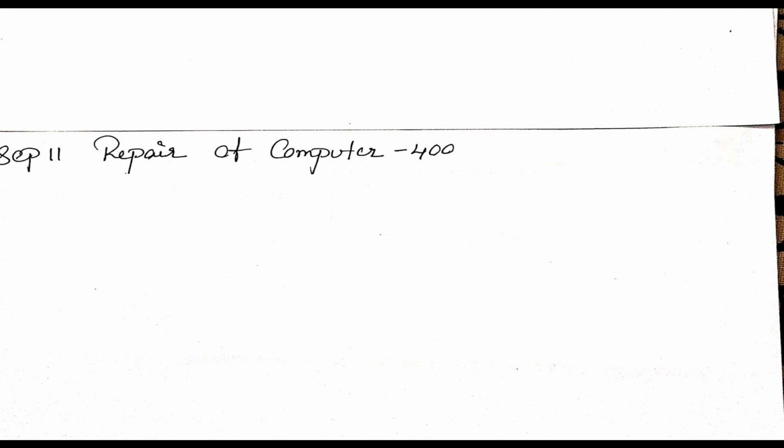Our next transaction is on September 11th, repair of computer 400. So we have spent money to repair the computer, that is 400. All these repairs are considered as sundry expenses. So we'll update this 400 amount in the sundry expense column. For instance, if there are more transactions with repairs, then we can create a separate column for repairs and update all repair amounts in that column.